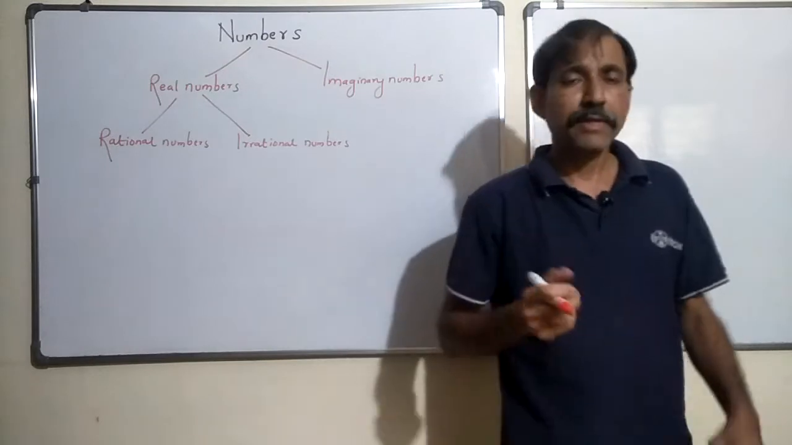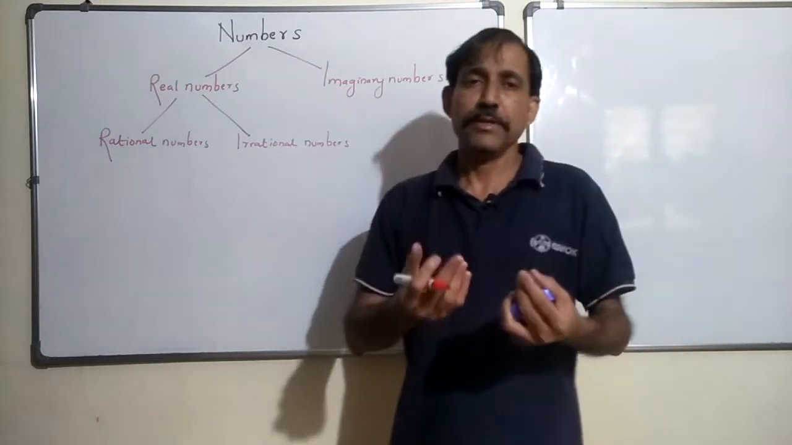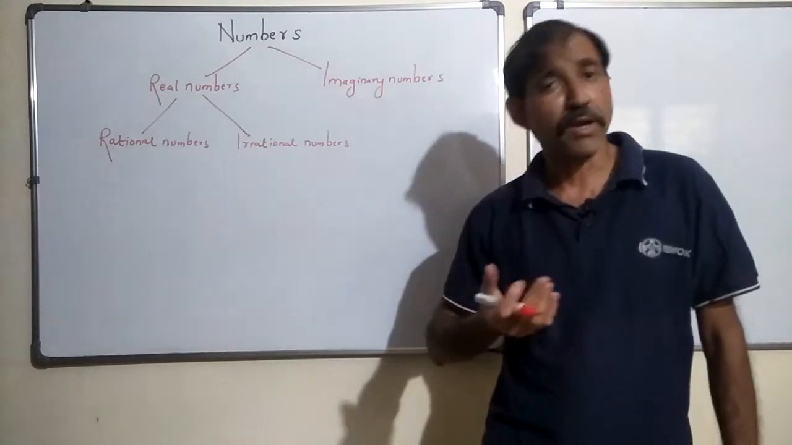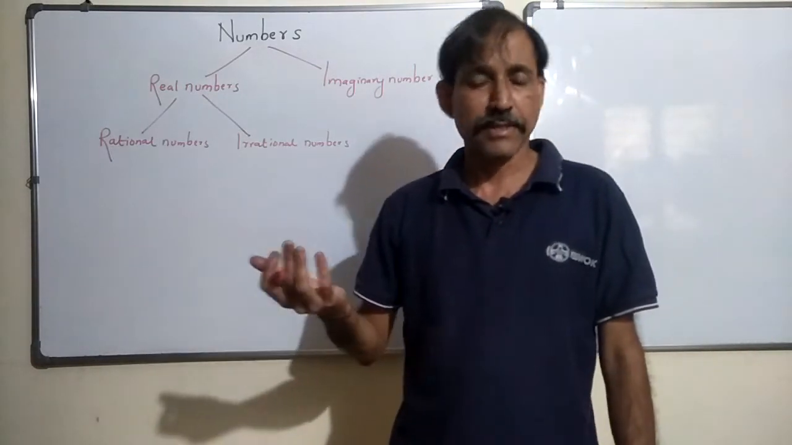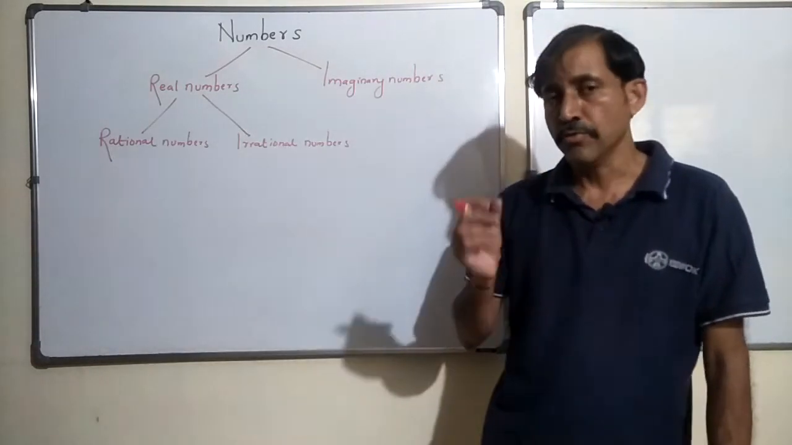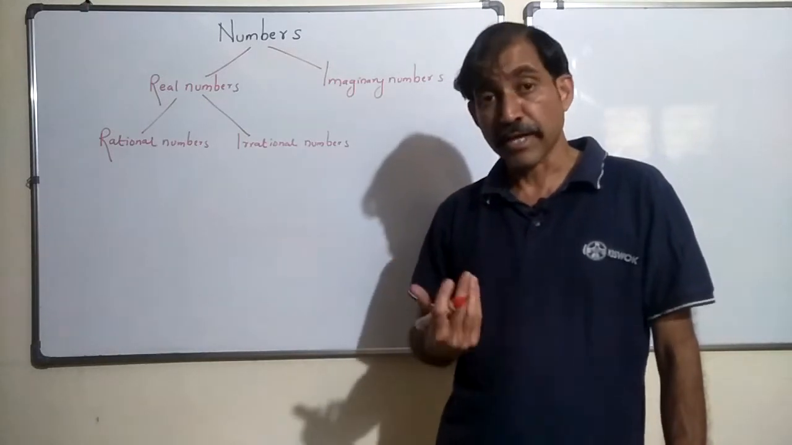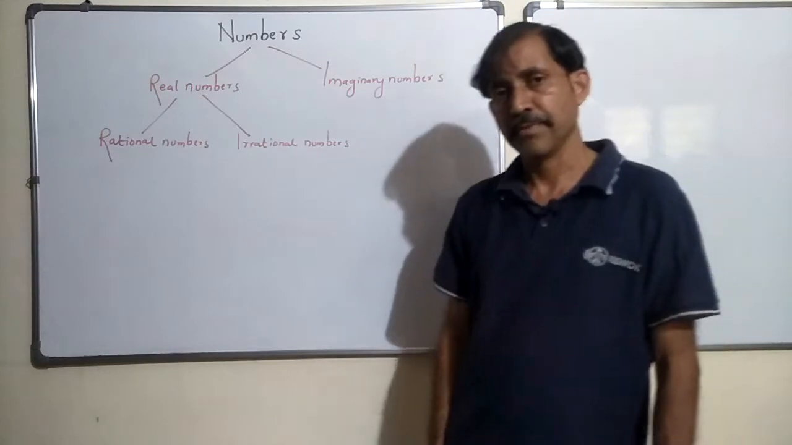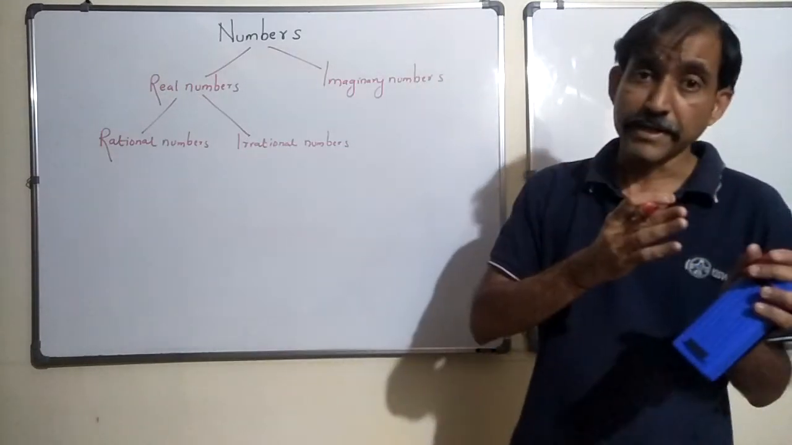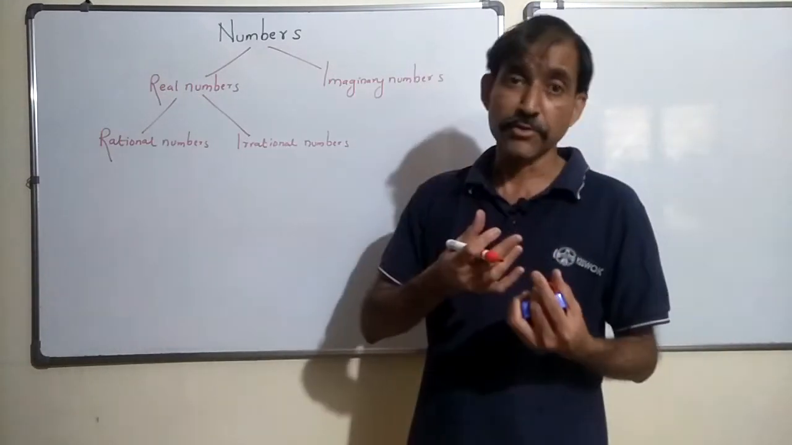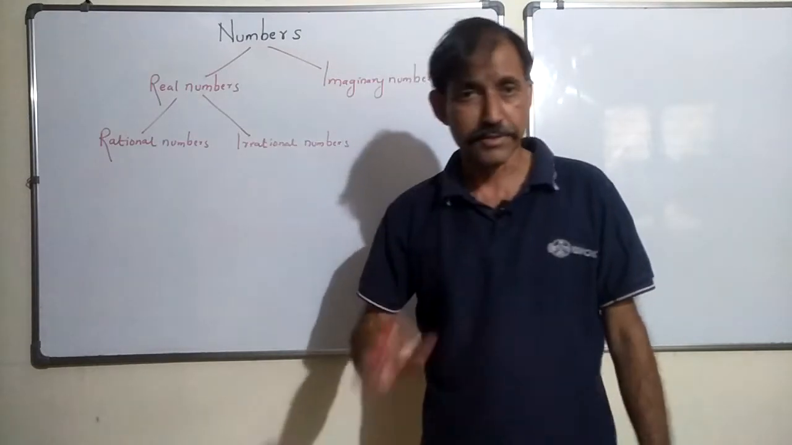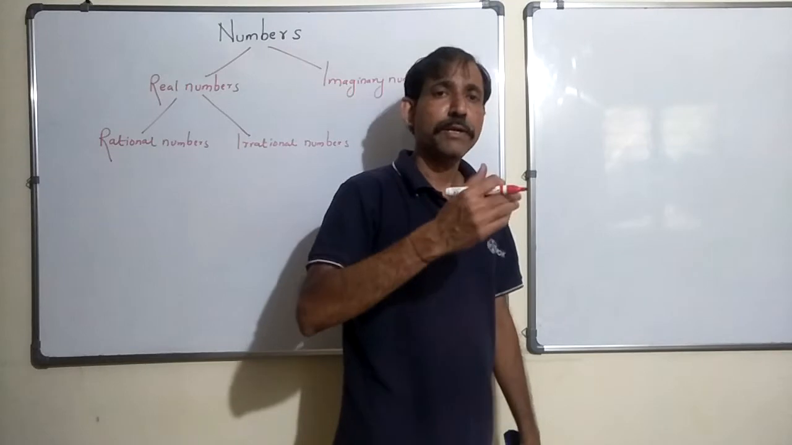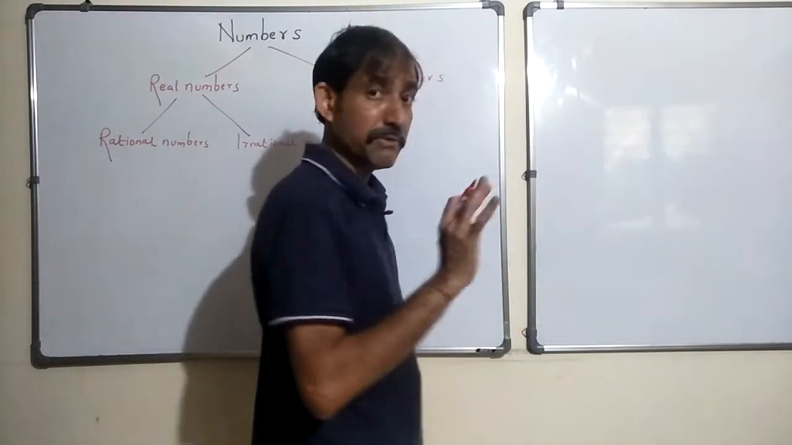Any number which has only the non-fractional part, for example 1, 2, 3, 4, 5, 6, is a real number. Also one which has a fractional part, for example 1.1, 1.2, is also a real number. If it is negative, positive, or 0, all come under real numbers. Now how are real numbers further subdivided into rational and irrational is what we will see.